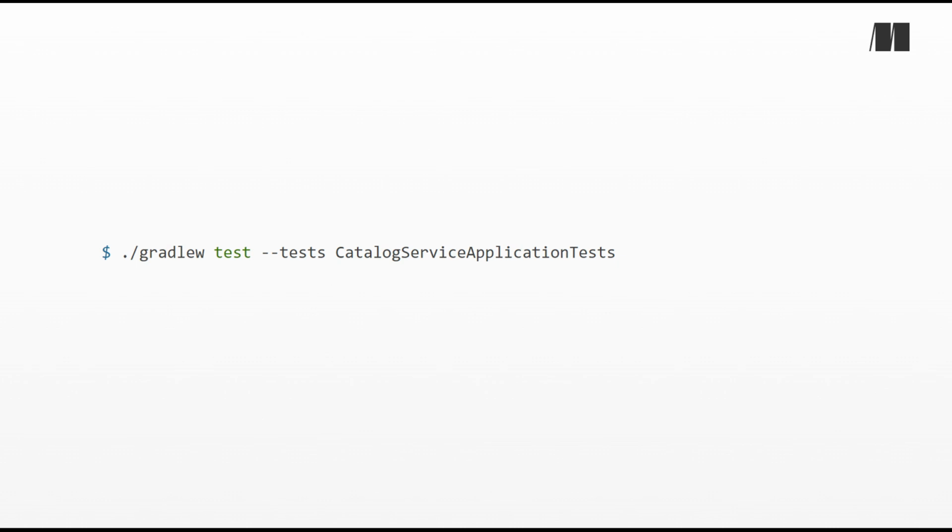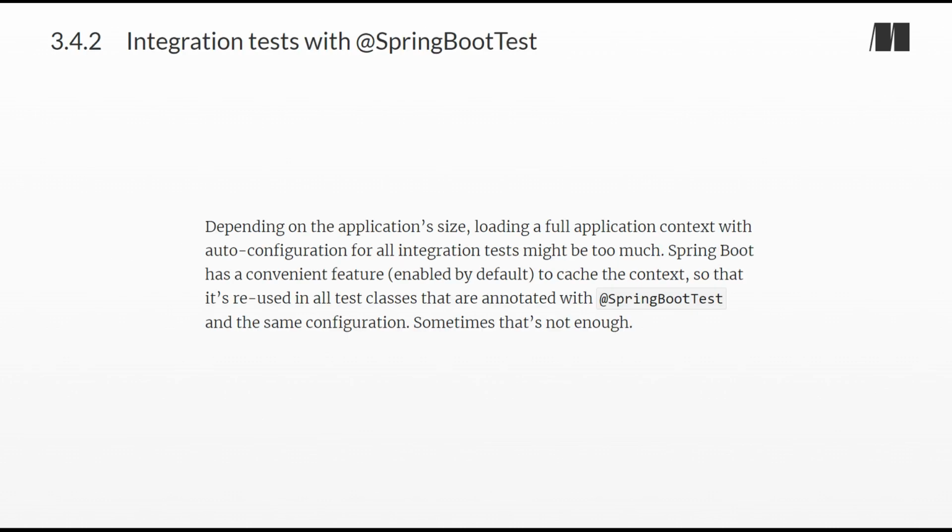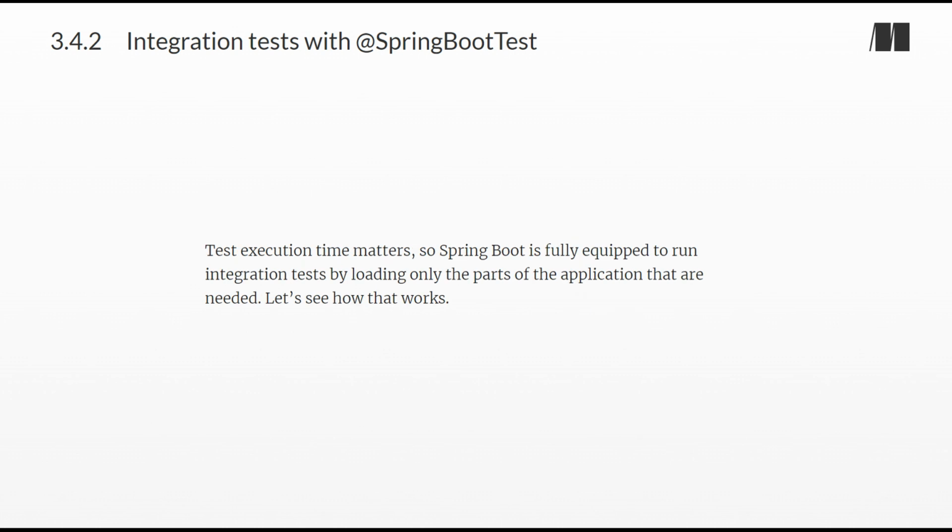Depending on the application size, loading a full application context with auto-configuration for all integration tests might be too much. Spring Boot has a convenient feature, enabled by default, to cache the context so that it's reused in all test classes that are annotated with @SpringBootTest and the same configuration. Sometimes that's not enough. Test execution time matters, so Spring Boot is fully equipped to run integration tests by loading only the parts of the application that are needed. Let's see how that works.